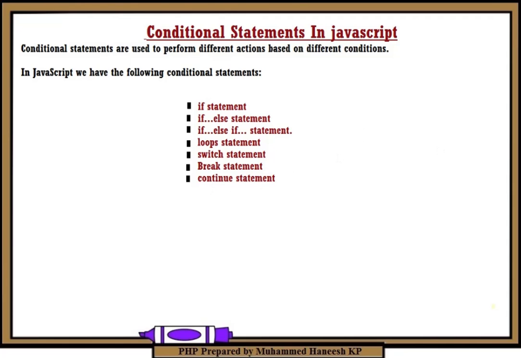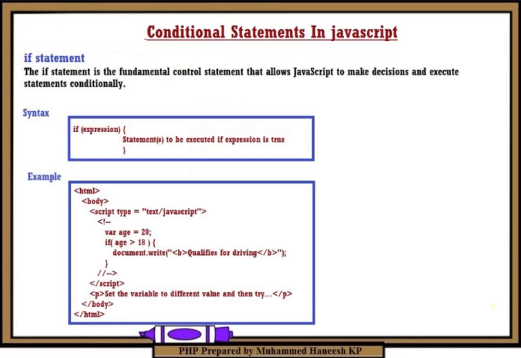Now we start with the if statement. It is the fundamental control statement that allows JavaScript to make decisions and execute statements conditionally. See the syntax. We have the if keyword followed by the expression, then the statements to be executed under curly braces.